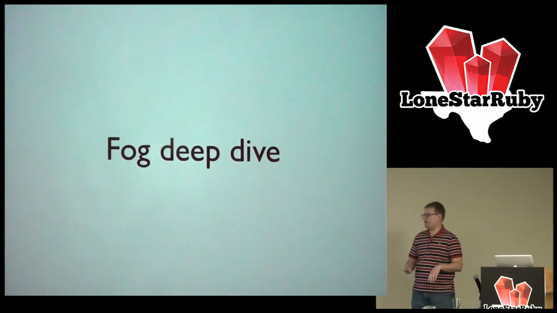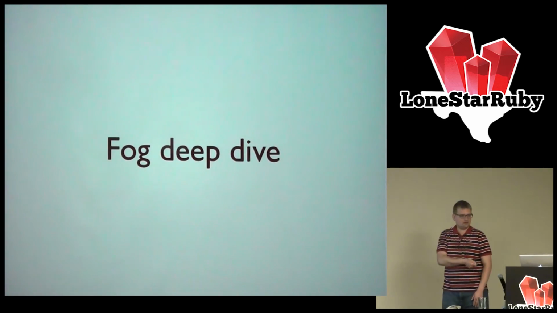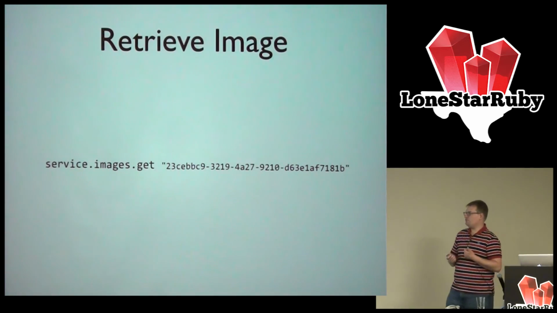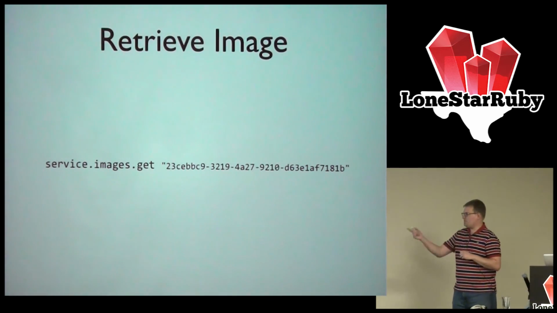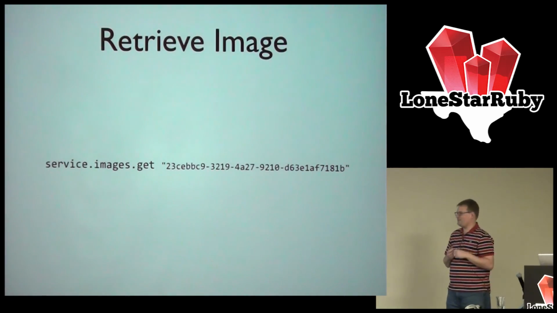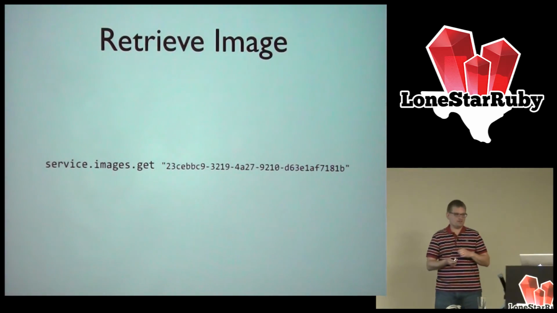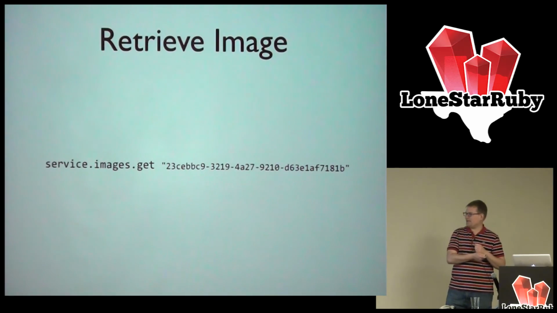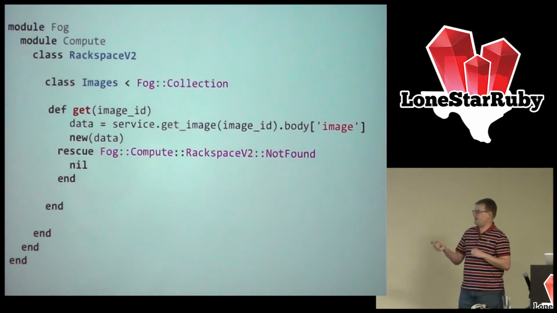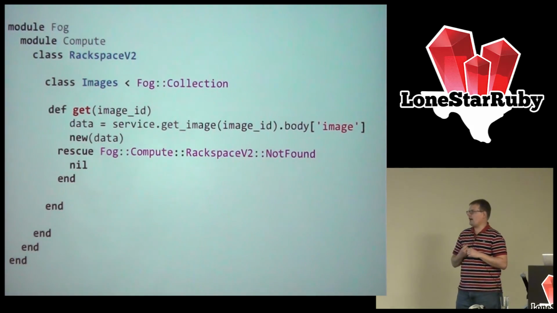And now that we've actually seen how Fog works, I wanted to do a deep dive and find out a little bit more. So let's go ahead and try to retrieve our Ubuntu image. I happen to remember the ID for that rearing ringtail image that I looked at earlier. So we're going to do service.images.get. This is going to go into the images collection class, and we're inside the get method.